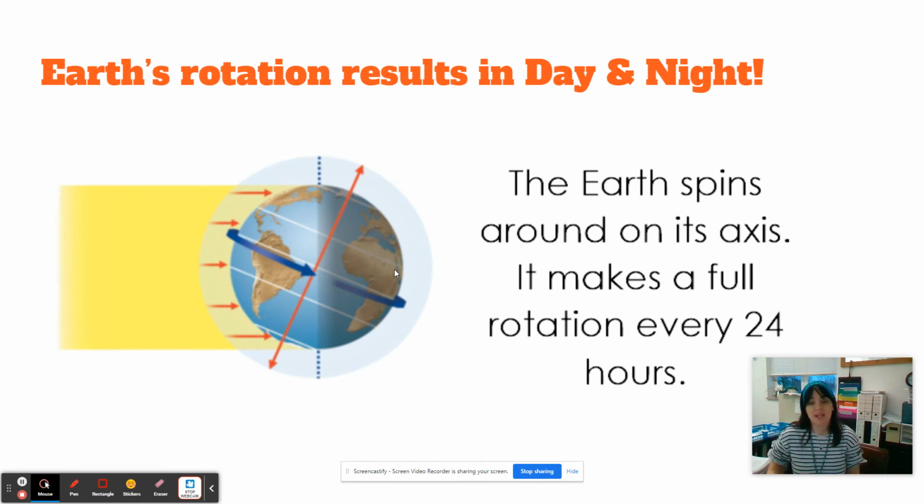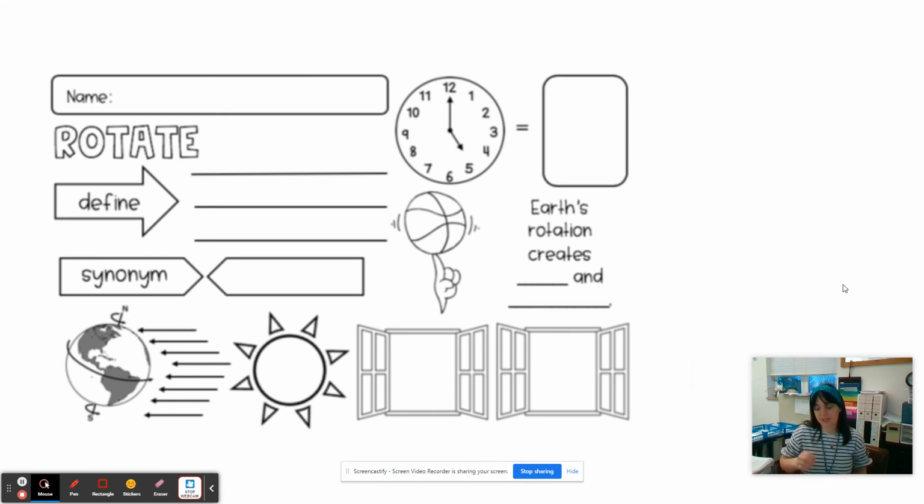Now, when the Earth rotates on its axis or spins on its axis, it makes a full rotation every 24 hours. Every 24 hours, it makes a rotation. What happens is because the sun is only shining on one side of the Earth at a time, the Earth's rotation creates day and night. So when you have day and night, that's because it rotates on its axis. All right? Okay. So this is your first section of your doodle notes.